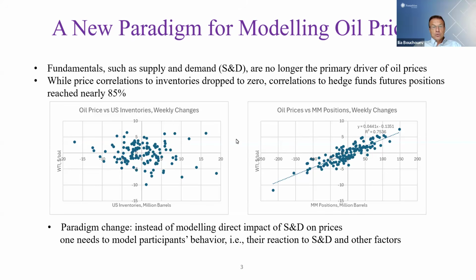In contrast, if you correlate weekly oil price changes to weekly changes in positions held by hedge funds, you get an extremely high correlation. The R squared is about 75. It shows that roughly 100,000 contracts bought by hedge funds translate into roughly $4.50 a barrel of price. So that relationship is indeed quite strong.